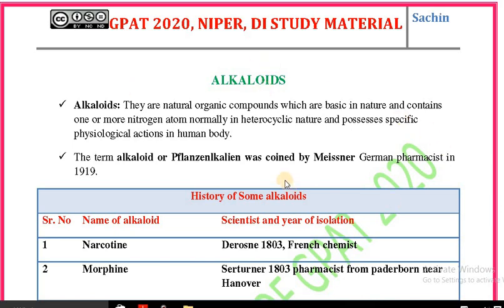Okay, the term alkaloid, or pflanzenalkali (plant alkali), was coined by the scientist Meissner. Remember this, the term alkaloid was coined by Meissner, a German pharmacist, in 1819. Alkaloids are also known as plant alkali.